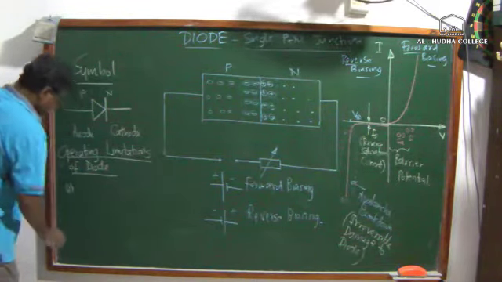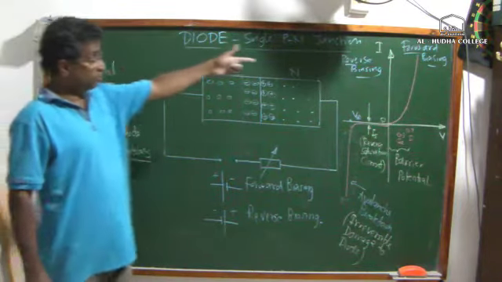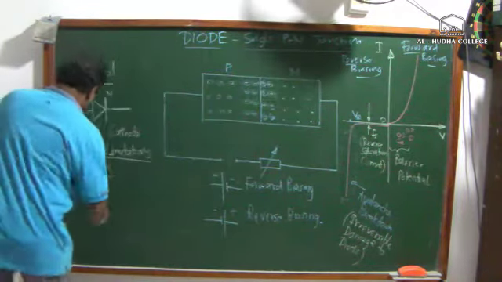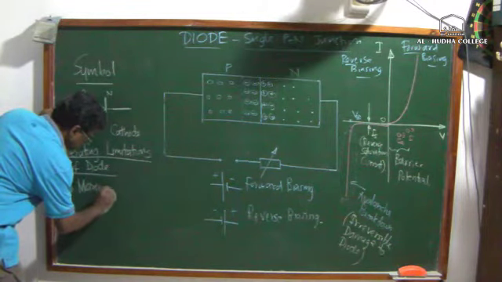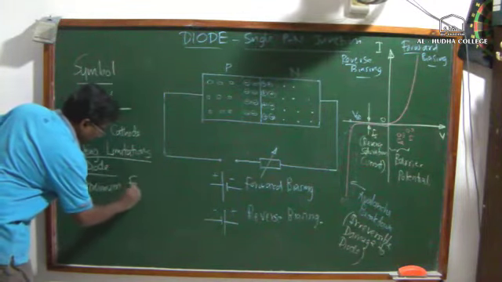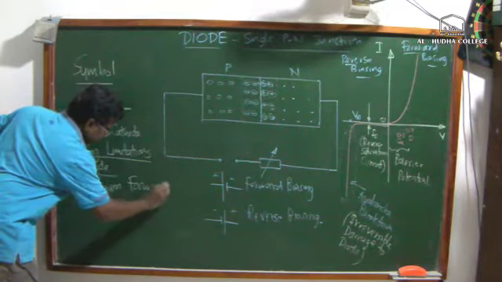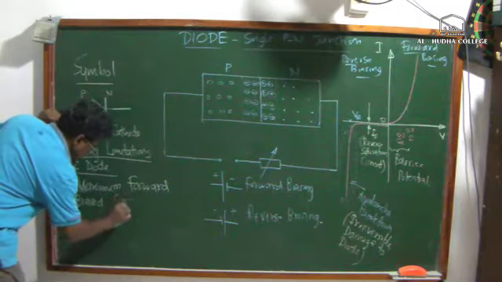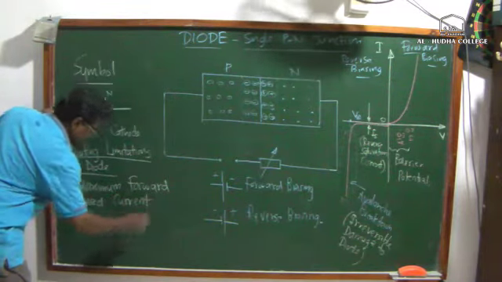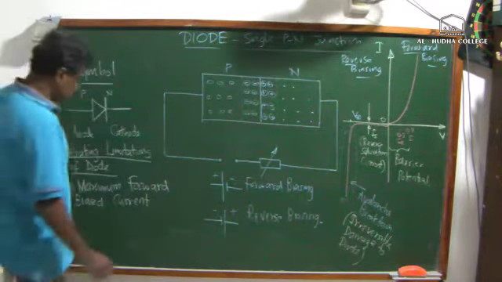The first limitation is the maximum forward bias current, which is in amperes.